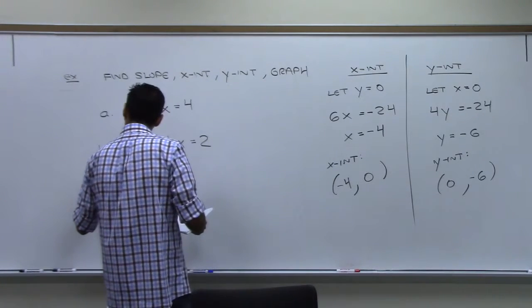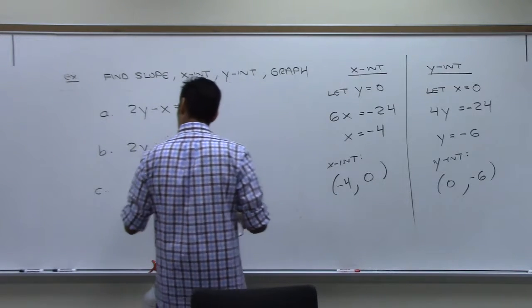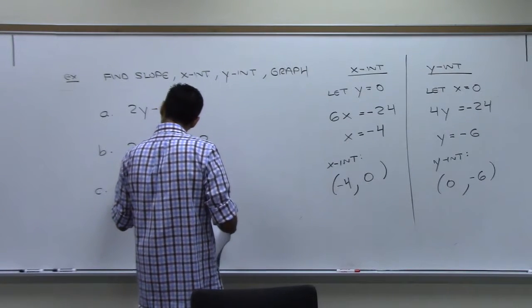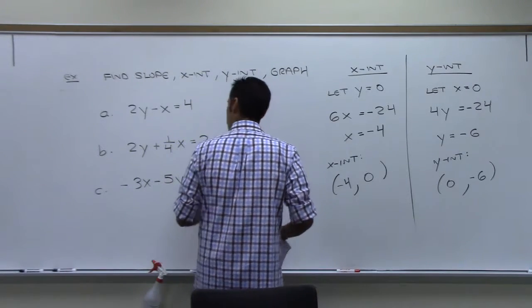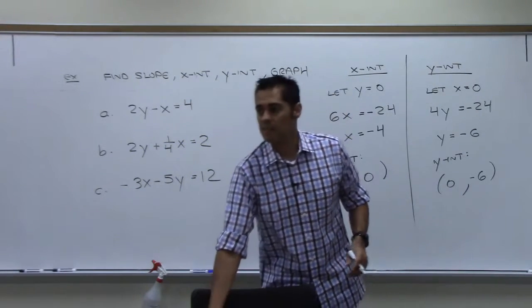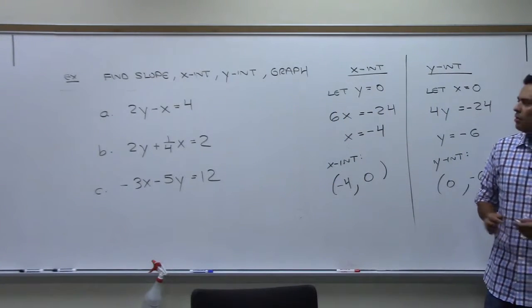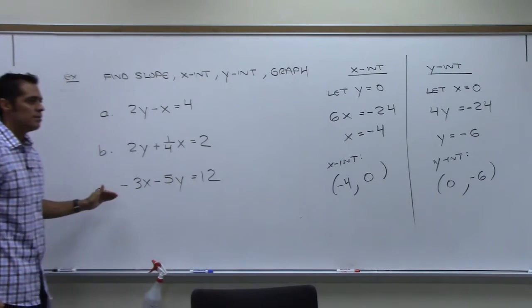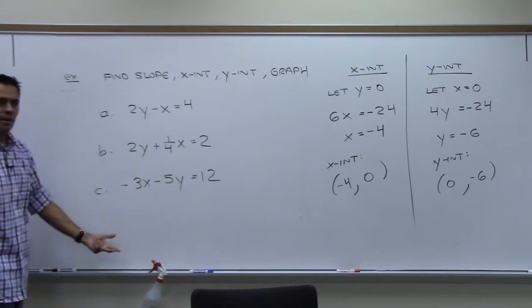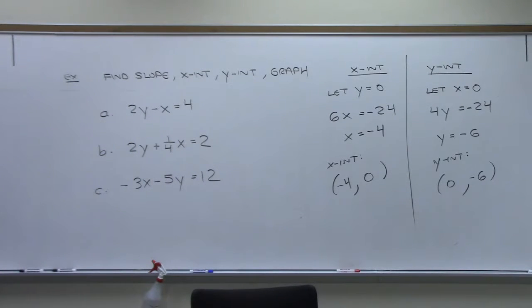And part C, negative 3x minus 5y equals 12. So take some time. I think we'll probably take a good 10 minutes here. I want you to go through the process of finding the slopes of each of these lines, finding the x-intercept of each line, the y-intercept of each line, and graphing it. Do you understand what you need to do? Yes?